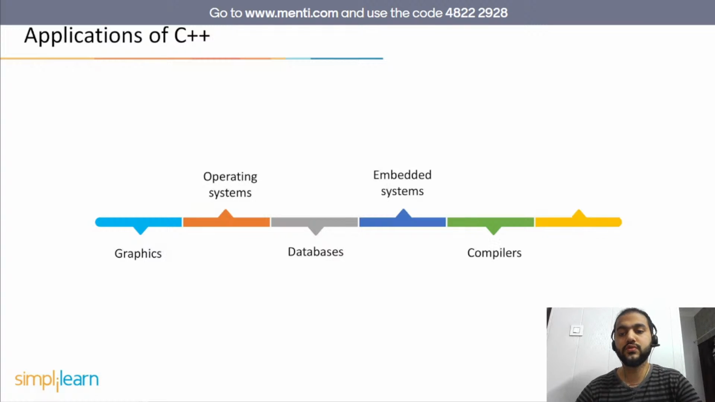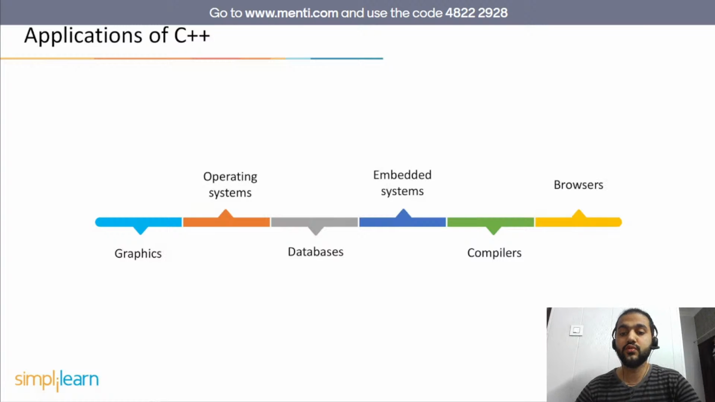It is also used to create compilers. C++ is used as a back-end programming language. Because C++ is a low-level language, it is more closely related to the hardware. As a result, it is used as a back-end component in the compilation system of newer and modern programming languages.